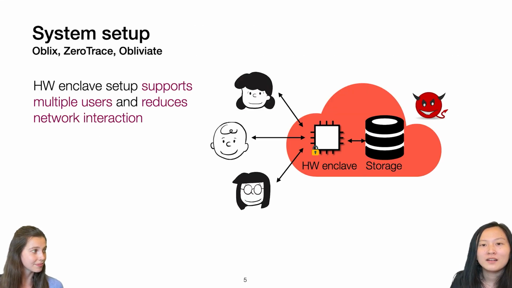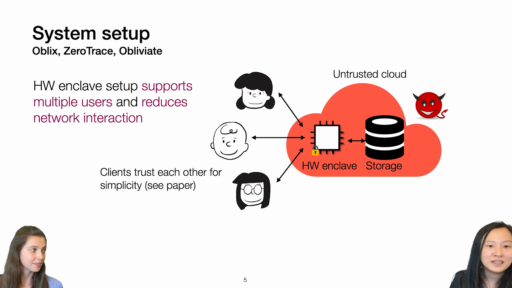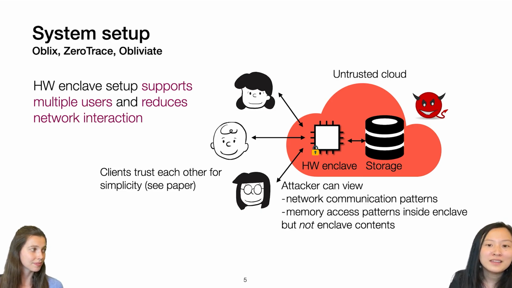Now, there's a popular setup that we've seen in oblivious storage in which we run a hardware enclave inside the untrusted cloud and it's co-located with this untrusted storage. The setup supports multiple users as they can all go through the hardware enclave, and it reduces network interaction. For simplicity here, we assume that the clients trust each other, but the attacker can see network communication patterns and memory access patterns inside the enclave, but not the contents of the enclave. And this means we have to be quite careful about how we design algorithms that run inside the hardware enclave because we don't want the memory access patterns to have any leakage that the attacker can now infer information from.